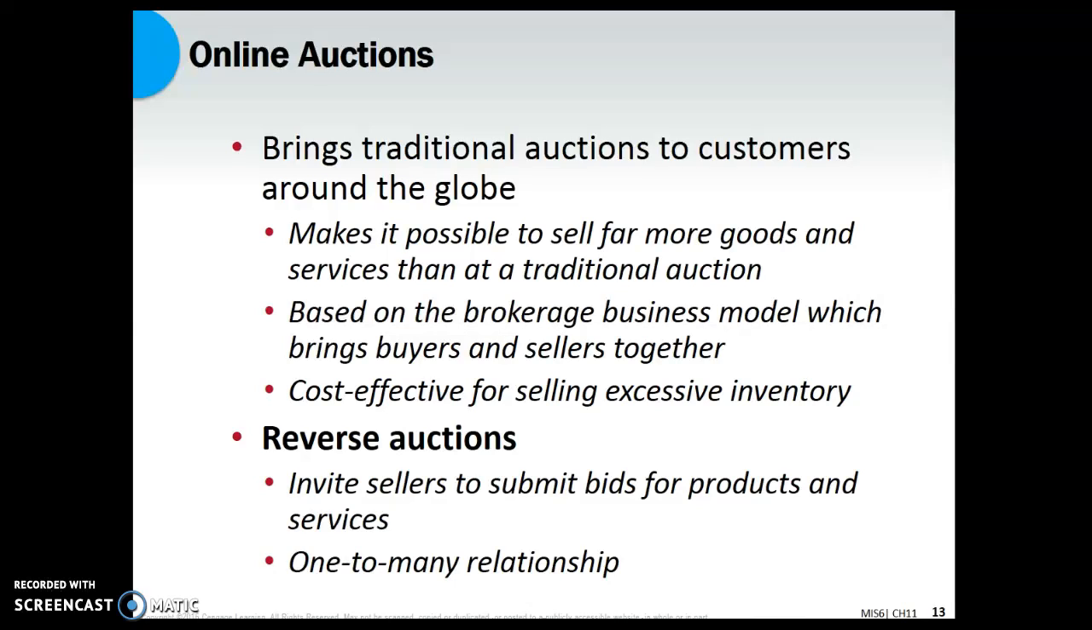Online auctions, those I'm sure you've seen if you've done any kind of web surfing and purchased things online. These kinds of auction places sell more goods and services than traditional auctions. They're, in some cases, brokerage business models. What they do is they bring buyers and sellers together, and they're cost effective.